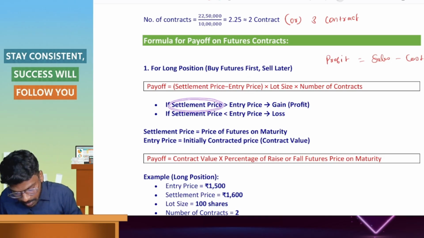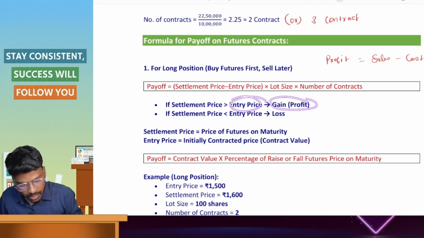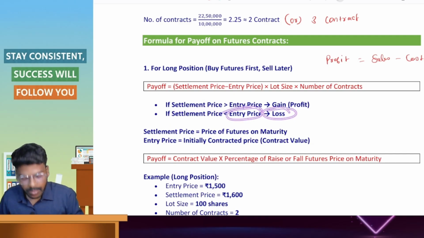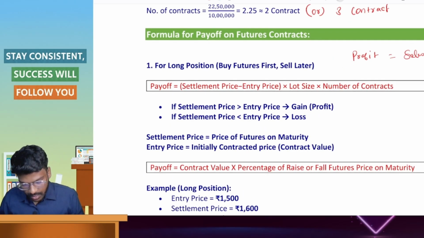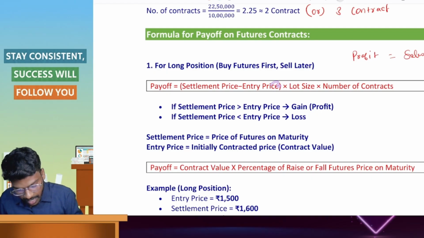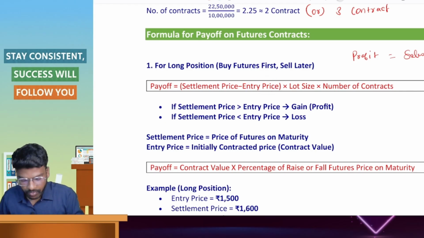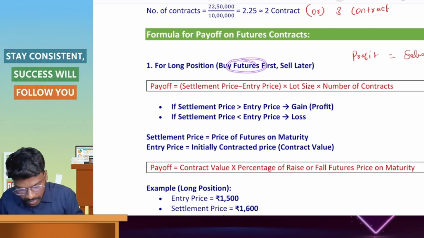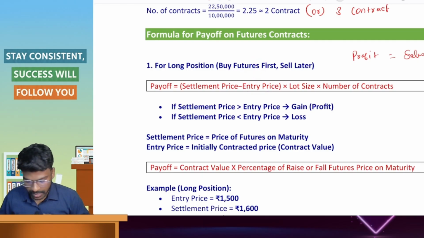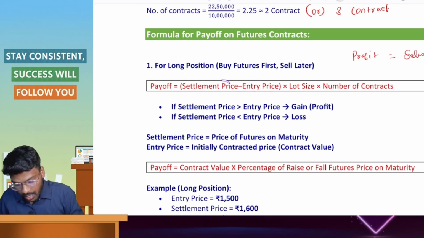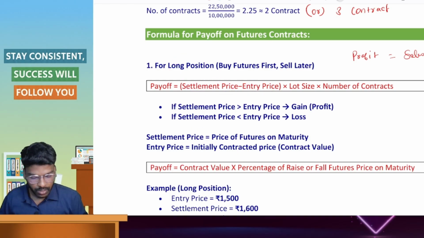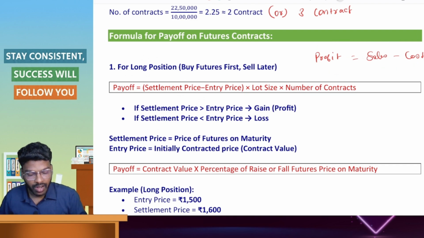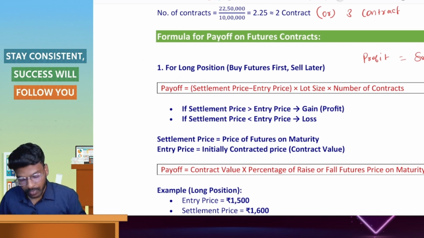If settlement price is more than the entry price, it is a gain. If settlement price is less than the entry price, it will be a loss scenario. I enter into an entry price to buy the future. This is my cost. In case of long position, entry price is my cost, settlement price is my sale value. So profit equals sales minus cost. Sales value is settlement price, entry price is cost.